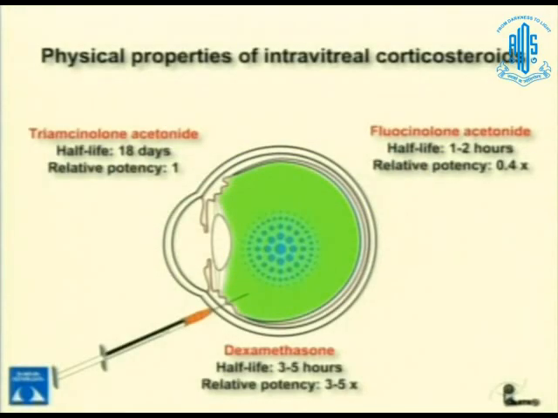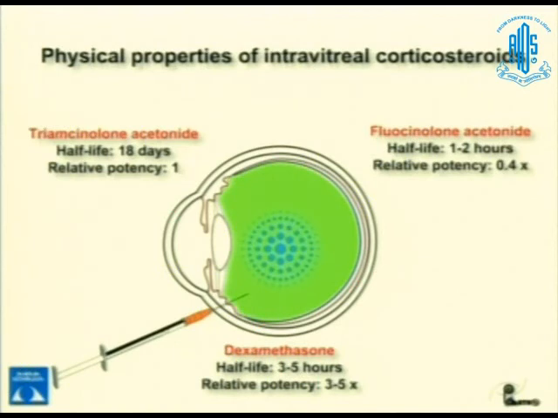Now, if you see the pharmacological property of this corticosteroid, here you see the triamcinolone acetonide. The half-life is 18 days, and it has a relative potency of 1. If you see here, the dexamethasone, though the half-life is 3 to 5 hours, has 3 to 5 times more potency than the triamcinolone acetonide.